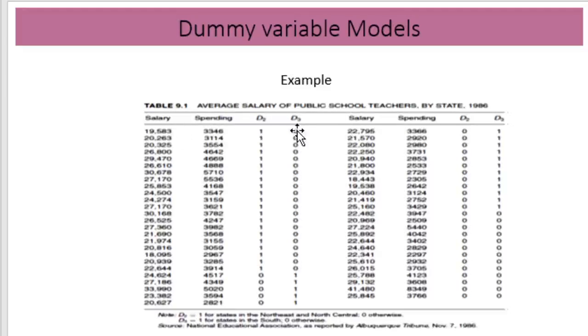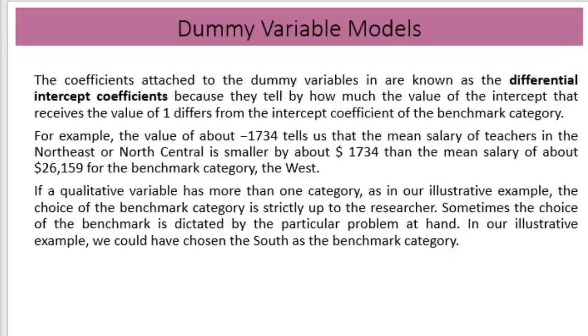This is the basic difference between the ANOVA model and the ANCOVA model. In an ANOVA model there will be a dependent variable and dummy variables only, whereas in an ANCOVA model there is a dependent variable and independent variables, and there will be a quantitative variable as an independent variable along with the dummy variables. This is the meaning of ANCOVA models.